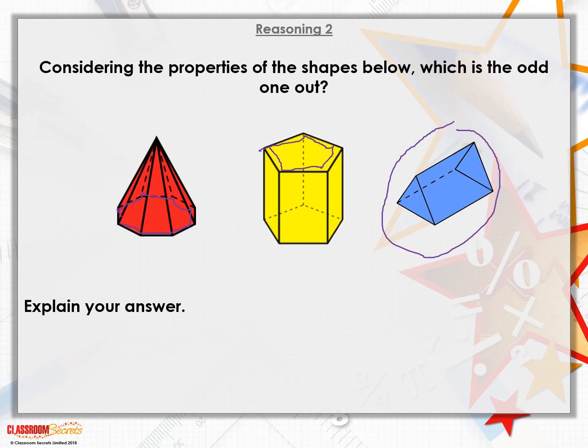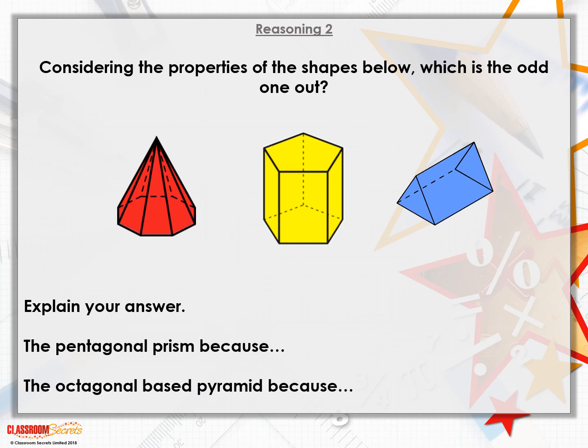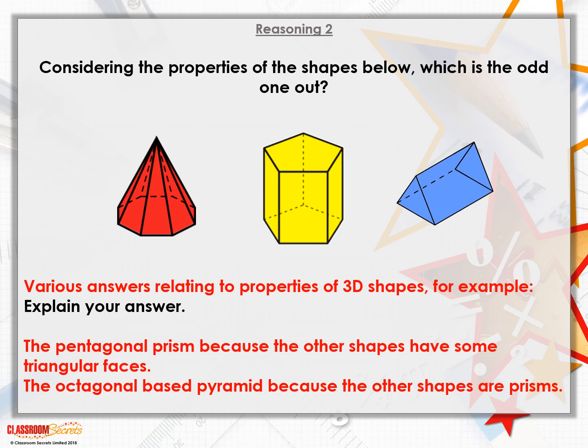So they're all prisms, except we've only got two prisms and one pyramid. That could be a difference. Have a look to see if you can see any other reasons to say which one is the odd one out. So we could say the pentagonal prism because the other shapes have some triangular faces. So here we are saying this middle one is the odd one out because the other two shapes have triangular faces. You could have also said the octagonal base pyramid because the other shapes are prisms.